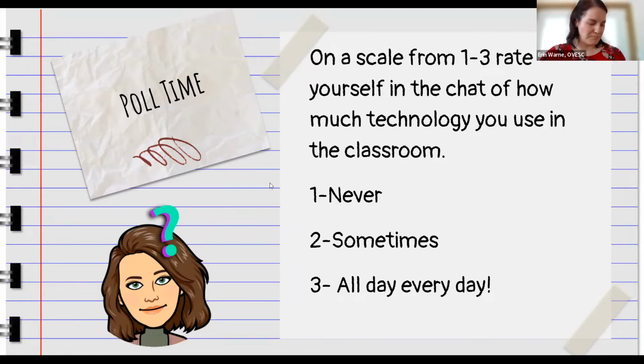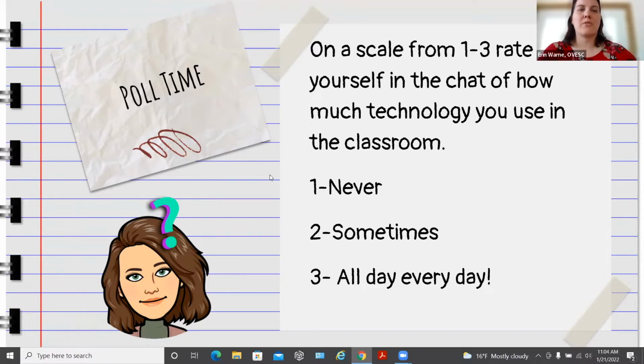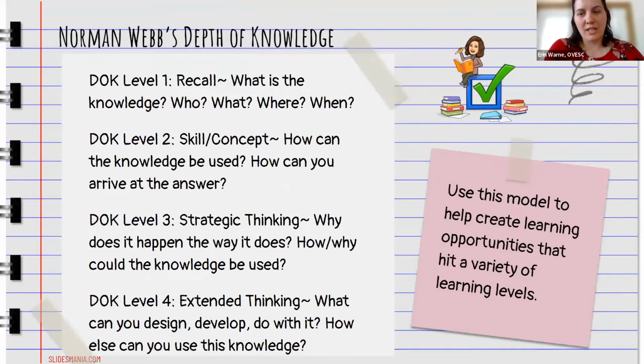Okay, so let's get started with Norman Webb's and the depth of knowledge. Now remember, when we are using this model, what we are wanting to do is we want to help create learning opportunities that hit a variety of learning levels. So for example, we all know that we have different learning levels in our classroom, and we just want to make sure that we are addressing these levels in the classroom.